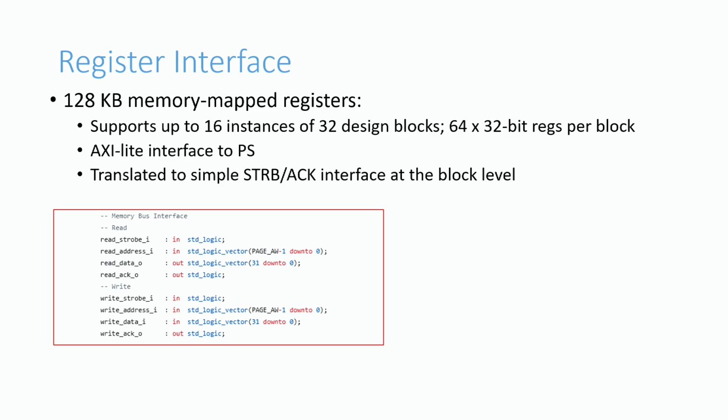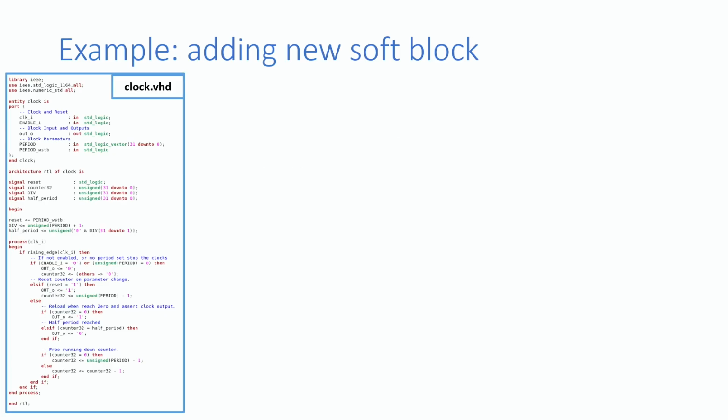So it starts off as AXI Lite from the PS, and then it's translated down to a simple acknowledge and strobe, and there's just the VHDL signal definitions for this. So it's very simple, just addresses, data, strobe and acknowledge for both read and write. So I just wanted to walk through an example of adding a new soft block.